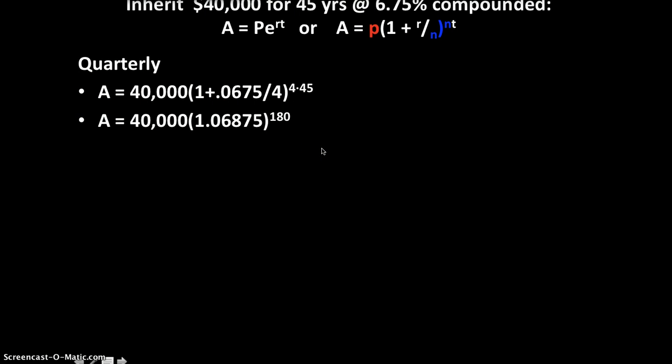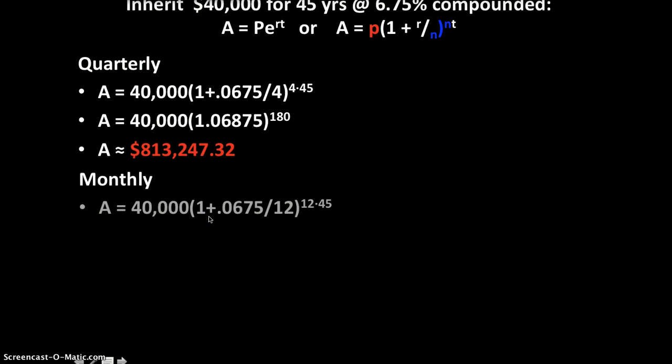I'll run you quickly through these. This is using this first formula right here on the right. N is 4, quarterly. That means at the end of 45 years, you would have $813,000 in the bank, and only 40,000 of that would have actually been the money that you put in, thanks to some wealthy relative that you had.